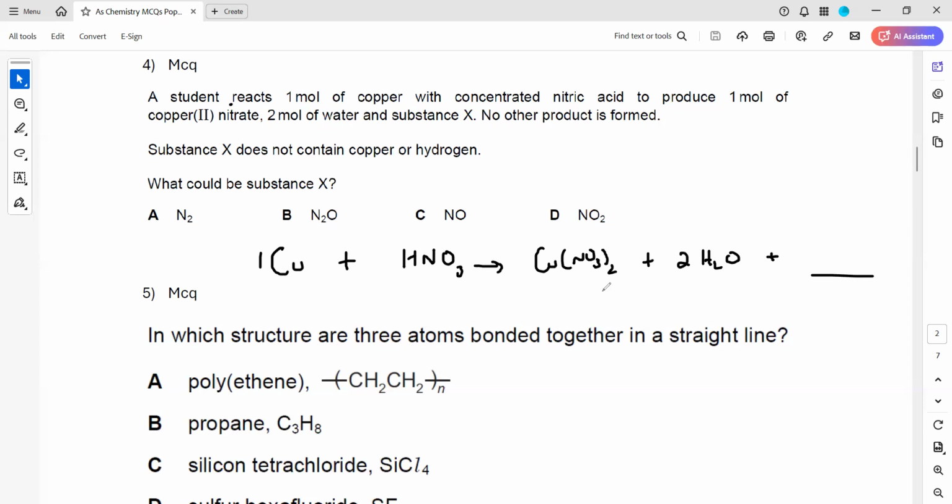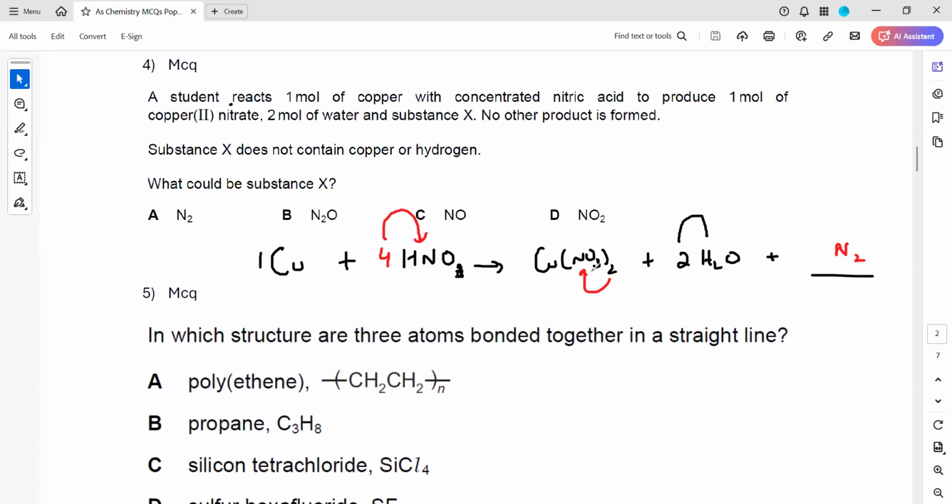So first, for the balancing part, the substance does not contain hydrogen or copper. Copper is 1, it's already balanced. What about hydrogen? 2 multiplied by 2, 4. There's only one reagent which involves hydrogen, that is nitric acid. So this number should be 4. This is a fixed number. Now, what could be substance X? If substance X was nitrogen, it can have different moles, but let's say substance X is nitrogen. Copper is balanced, hydrogen is balanced, so nitrogen is 4 here.